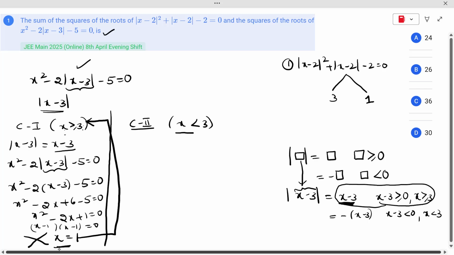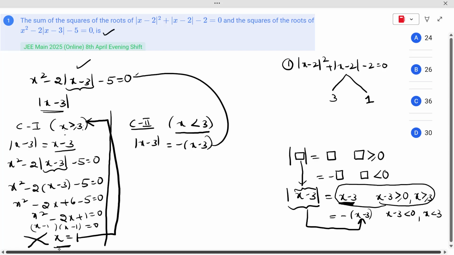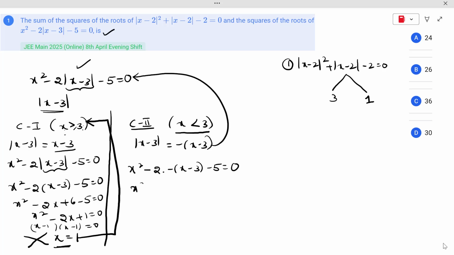Now in case 2, which is x less than 3, modulus of x minus 3 will become minus of x minus 3. Replace mod x minus 3 with minus of x minus 3 in the original equation. That is x square minus 2 times minus of x minus 3 minus 5 is equal to 0. This is x square plus 2x minus 6 minus 5 is equal to 0. So that is x square plus 2x minus 11 is equal to 0.